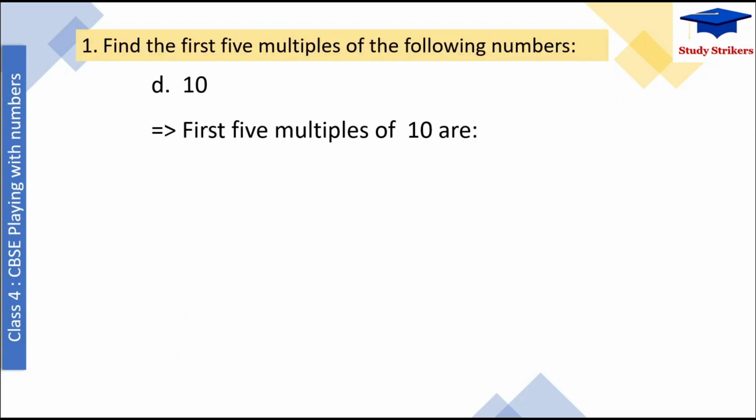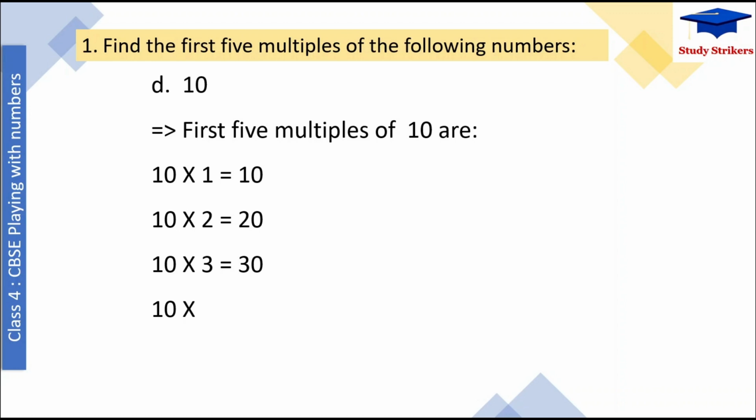We got 10 with us. So the first 5 multiples of 10 are 10 into 1 equals 10, 10 into 2 equals 20, 10 into 3 equals 30, 10 into 4 equals 40, 10 into 5 equals 50.